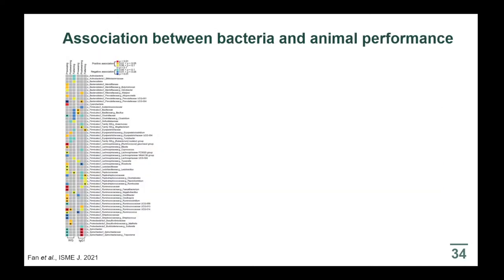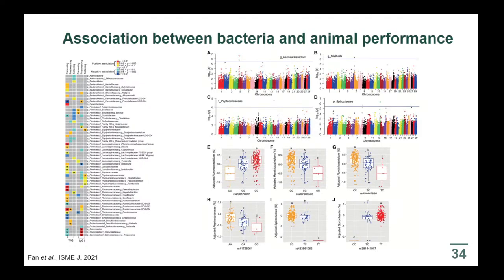And then we identified specific bacteria at different stages associated with weight gain and immunity. We found multiple bacteria that are critically important for these phenotypes. And then we looked at the SNPs using Illumina 250K gene chips, and found a lot of SNPs. And this is the Manhattan plot showing the important bacteria for phenotypes associated with specific SNPs.